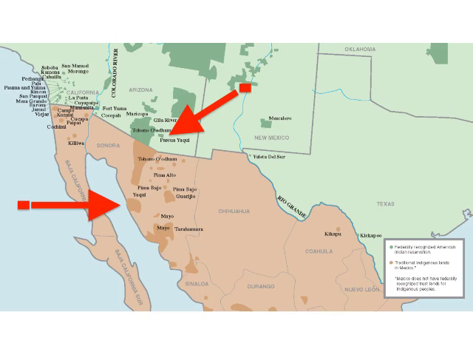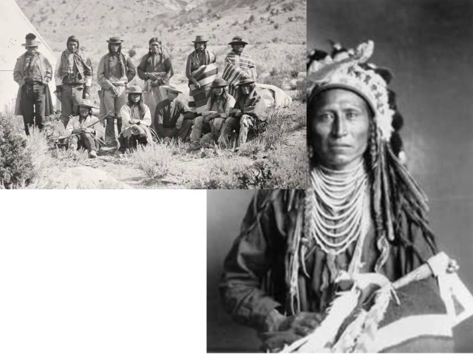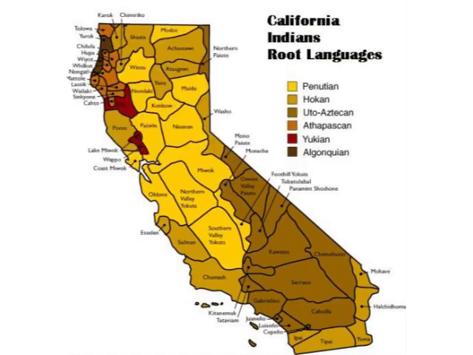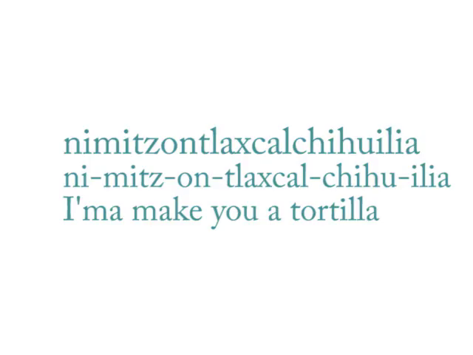In the U.S., of course, we also have Uto-Aztecan languages as well. Hopi, Shoshone, Paiute. These languages are all Uto-Aztecan. Many of the languages in Southern California, from Los Angeles to San Bernardino, are also languages of the Uto-Aztecan stock. Some of the characteristics of Uto-Aztecan languages is that they're very agglutinative. So basically we're seeing that they also put a lot of grammatical information into just one word. So one verb can be very long. Like for example, Nimitzon Tlaxcal Chihuilia, I make tortillas for you, but that's just one word.